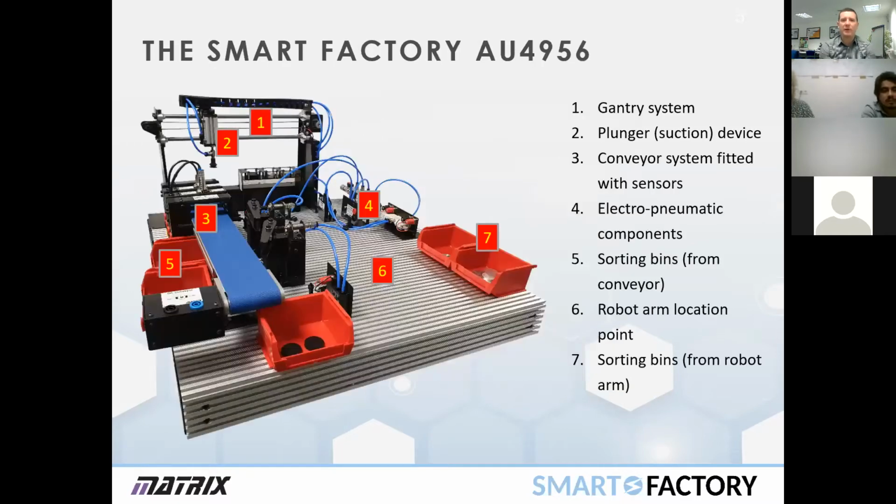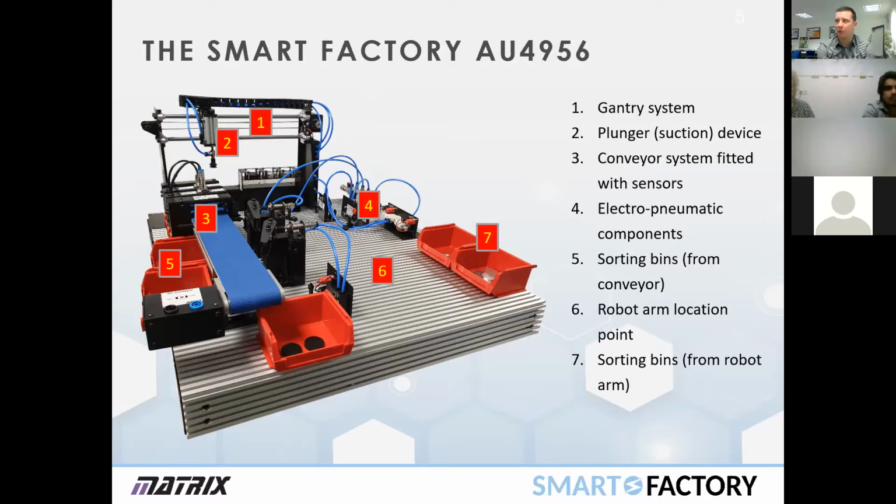We've just put together this really simple graphic of the smart factory, which explains in quite easy terms what you see on the system itself. So point one, at the back of the smart factory, is the gantry system. We really do split the system into three core areas. There's the gantry system at the back there, which is point number one.